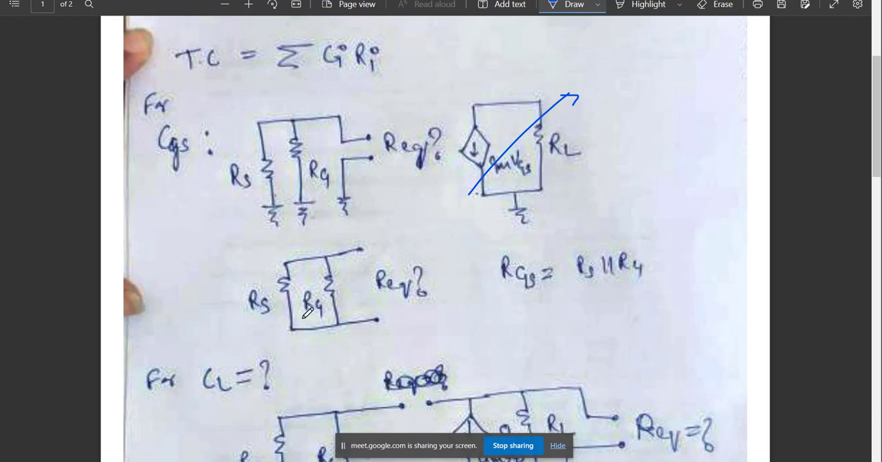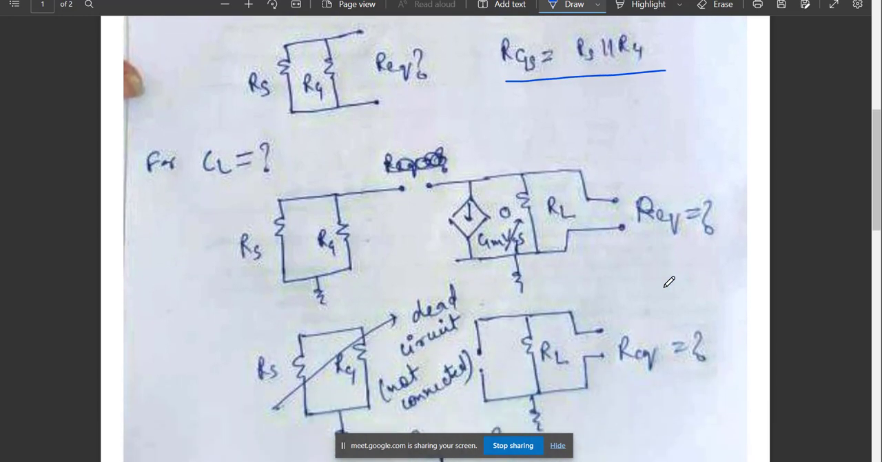Any doubt here? So RS and RG will be in parallel, since RS and RG both are grounded, and we can short circuit it here, and it becomes RGS equals RS parallel to RG. Any doubt till here? No.